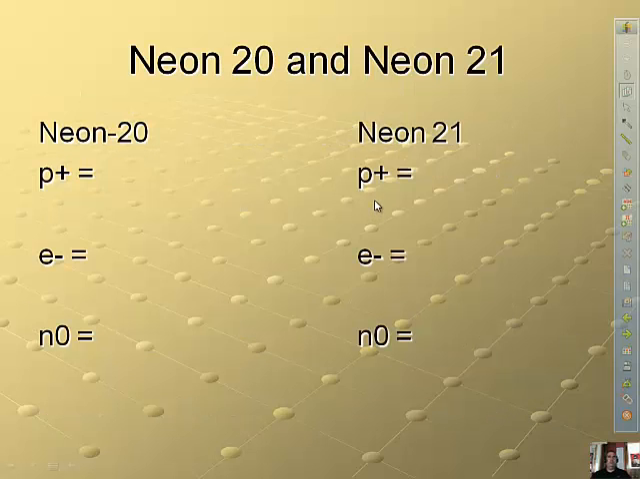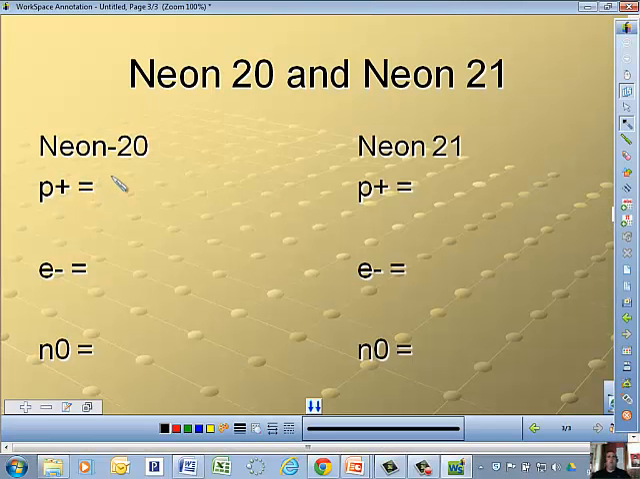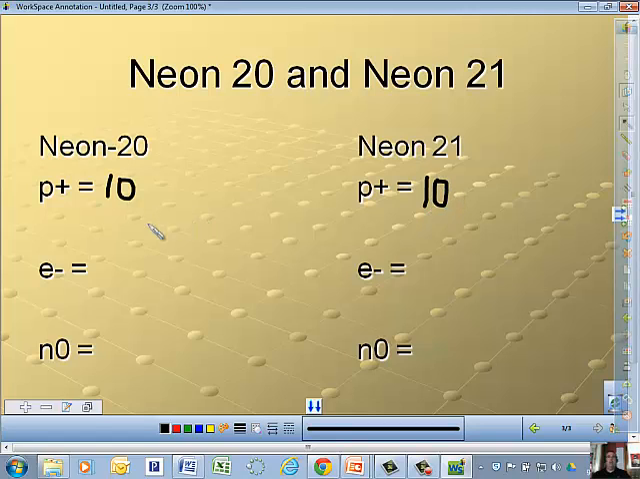So if I were to look at those two forms of neon, neon 20 and 21, the first thing I do is go to the periodic table. When I go to the periodic table, you're going to notice that the atomic number is 10. Because both of them are neon, I can put 10 protons on each one. Now, if you remember back to one of the previous slides, because an atom is electrically neutral, this is also going to be the number of electrons. So whether we're talking neon 20 or neon 21, it's going to have 10 electrons also. So 10 protons, 10 electrons.